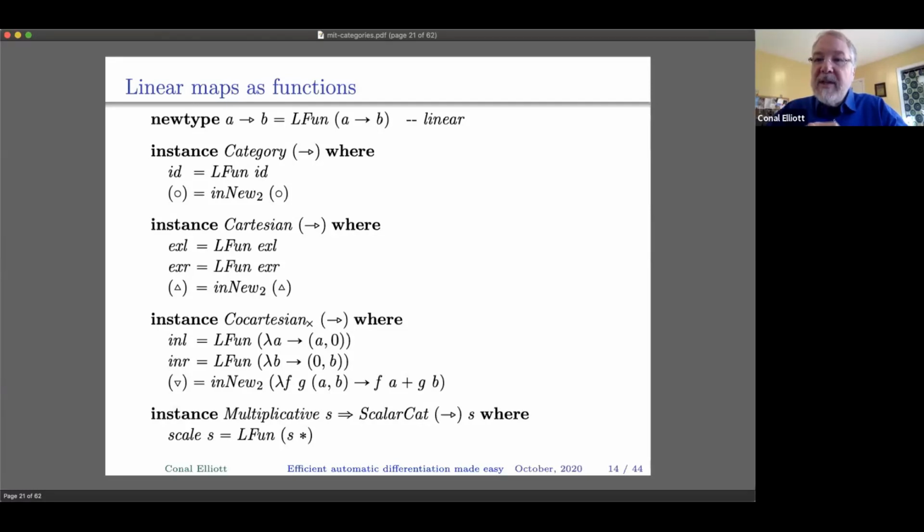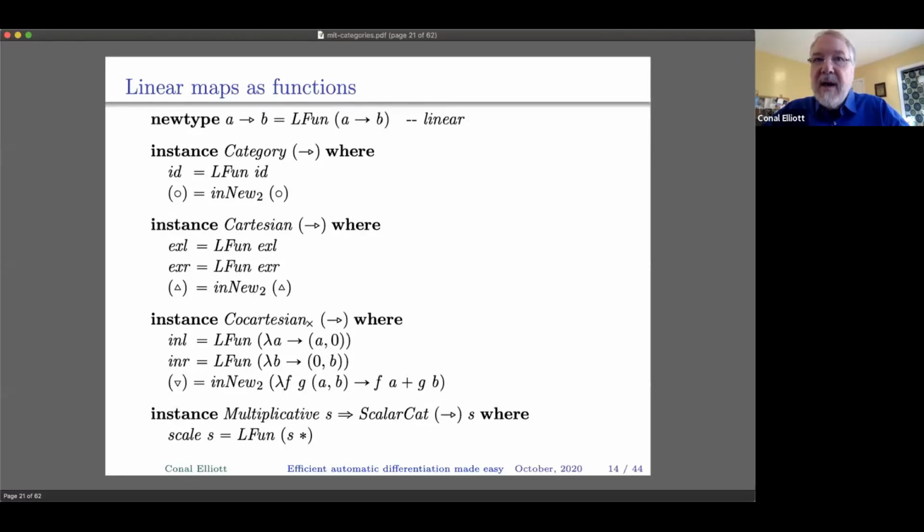Okay. So linear maps form a biproduct category, Cartesian, co-Cartesian, the products and co-products coincide. And there's nice algebraic laws that relate the two. So for every correct representation of linear maps, this algorithm is going to be a correct automatic differentiation algorithm. And why is that important?